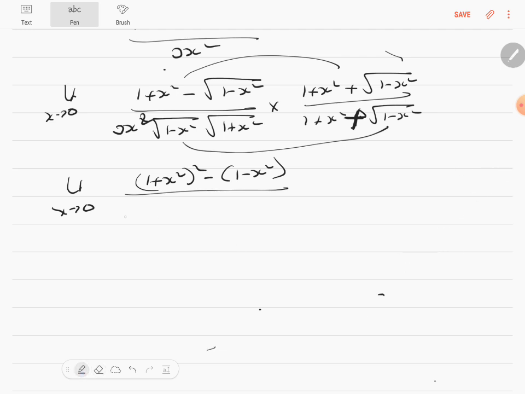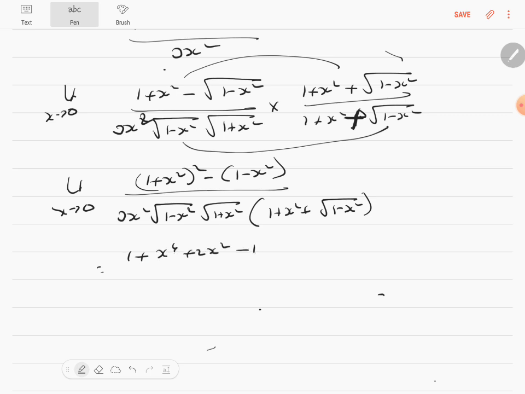So then therefore it's 3x square into root of 1 minus x square into root of 1 plus x square into 1 plus x square plus root of 1 minus x square. Let it be as it is. And on solving the numerator, you get 1 plus x to the power 4 plus 2x square minus 1 plus x square. So 1 and minus 1 get cancelled.